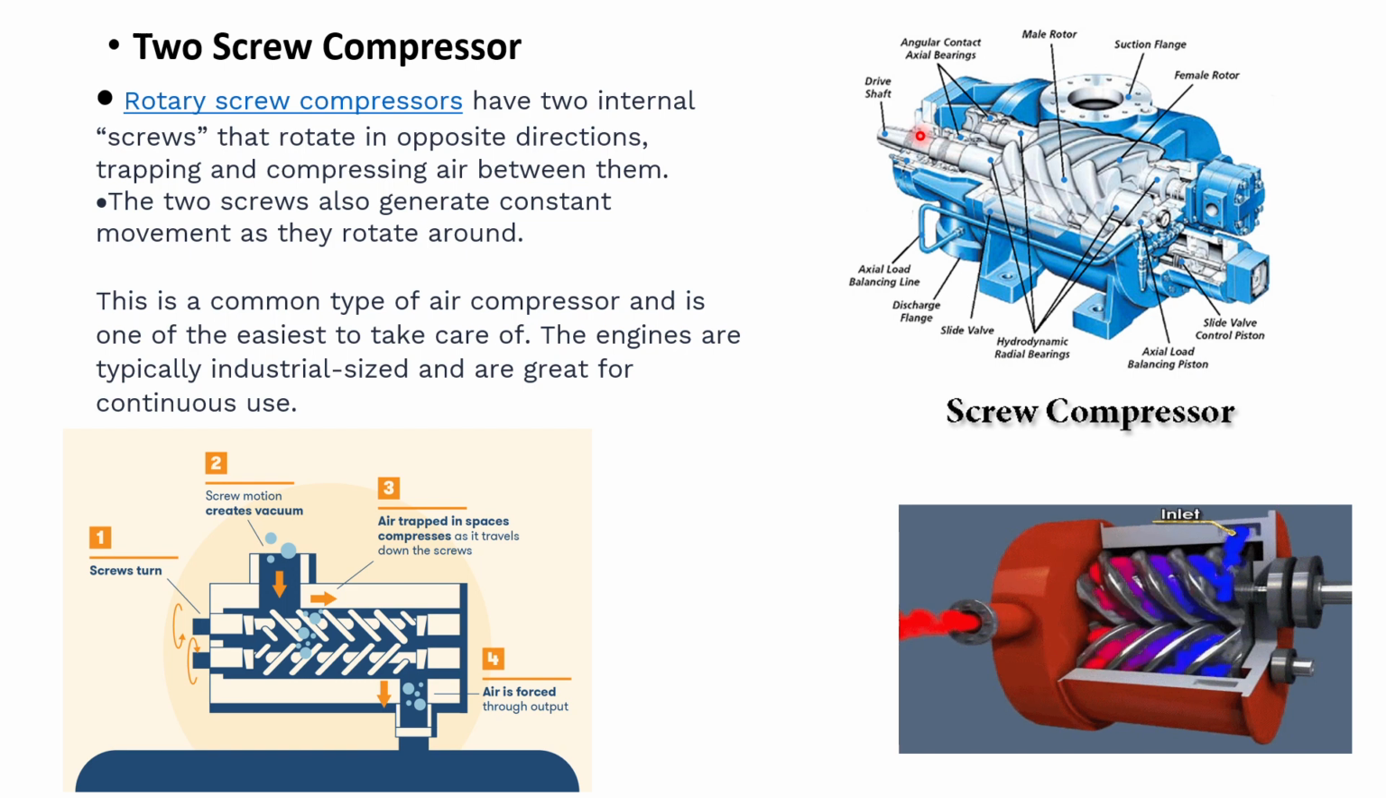On the right hand side, there are two screws. This screw is called the male rotor because it is connected to the motor, and the other screw is called the female rotor. This is the suction flange. The gas comes in from here and goes out from the bottom. There are angular contact bearings to take care of the axial load. Radial bearings are also provided here. And then there is a slide control valve to control the flow through the compression.